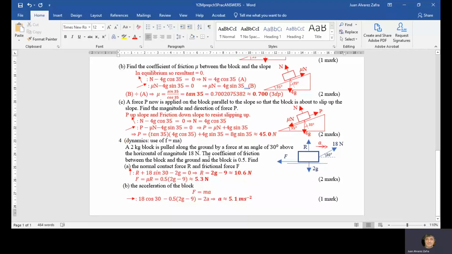Okay, it's question 4. So this is dynamics. There was a bit of dynamics in the earlier questions, but this is dynamics. In other words, we have acceleration. A 2 kilogram block is pulled along the ground by a force at an angle of 30 degrees above the horizontal of magnitude 18 newtons. The coefficient of friction between the block and the ground is 0.5. Find the normal contact force R and the frictional force F.